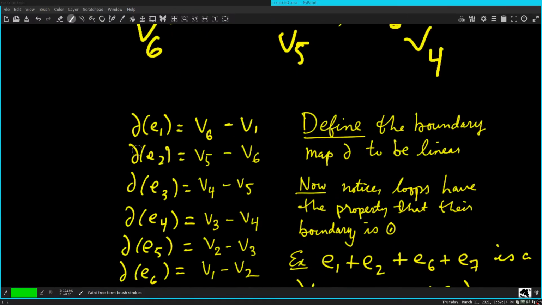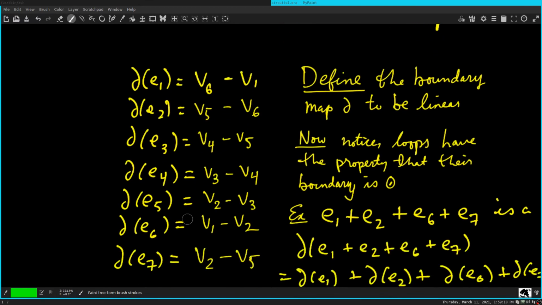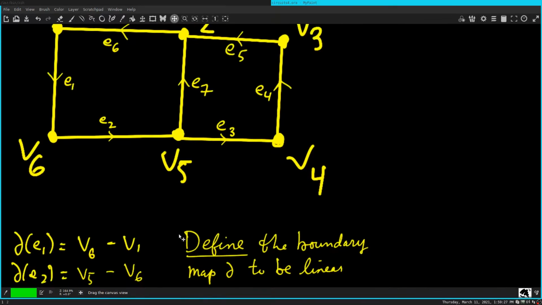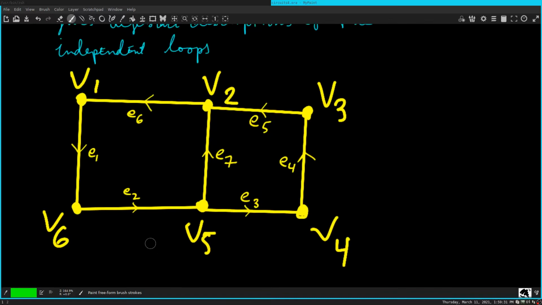Boundary of E1 is that, boundary of E2 is that. It doesn't really matter, you can check my work. All that matters is that we wrote down what the boundary of each edge is. And then we define this boundary map to be a linear map. We just say it is. So in particular, what that means is now boundaries operate on chains.